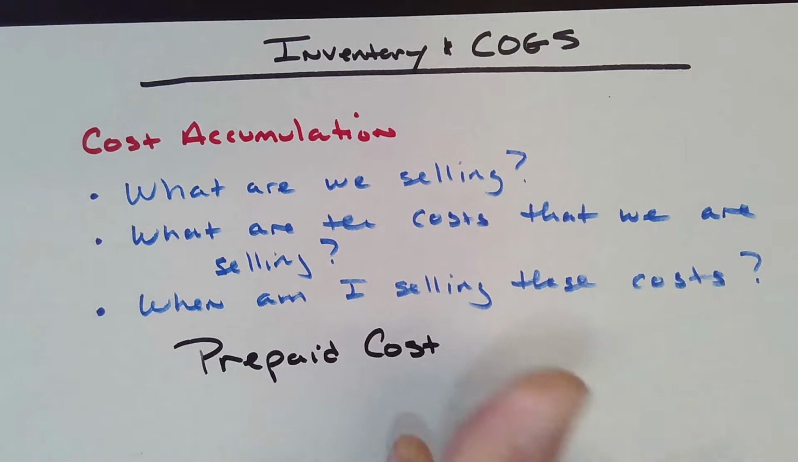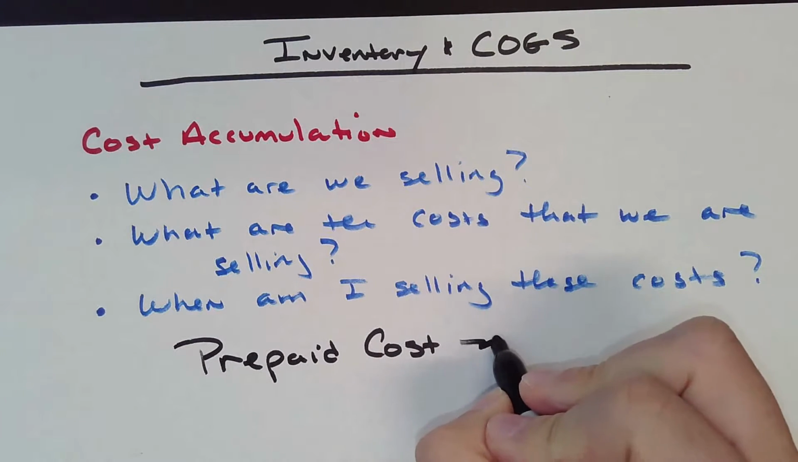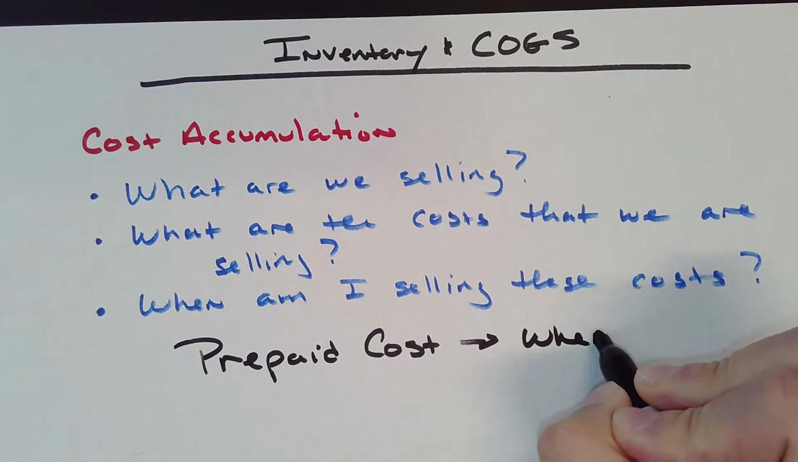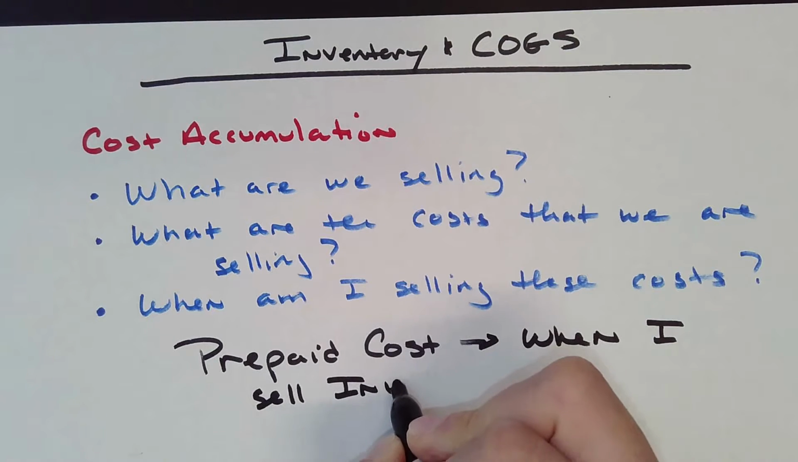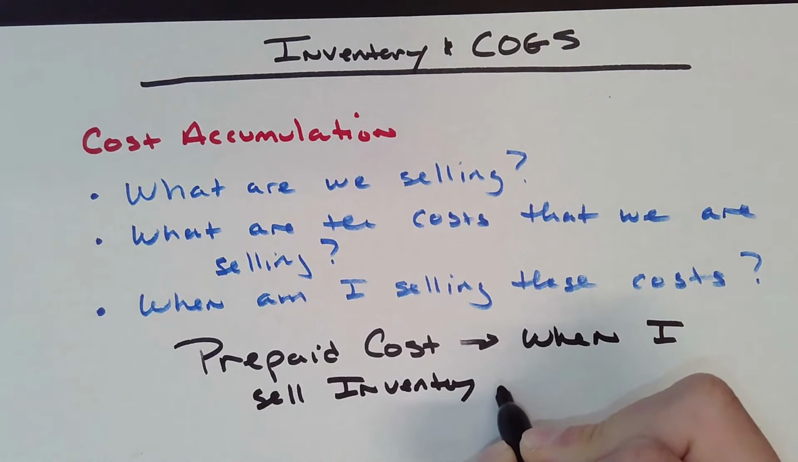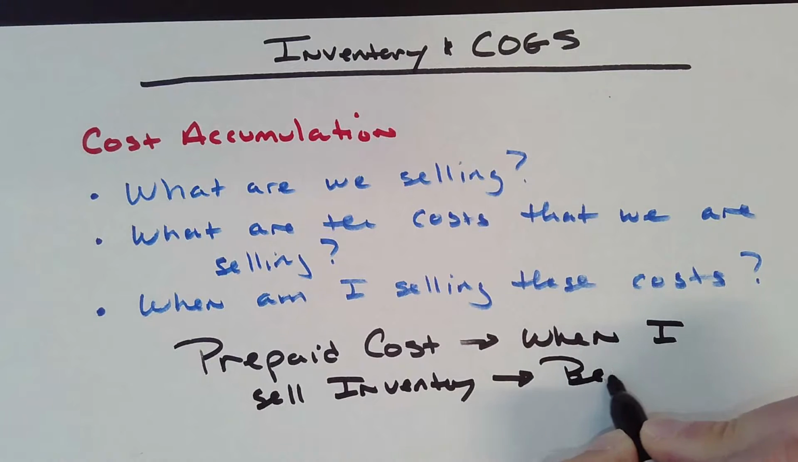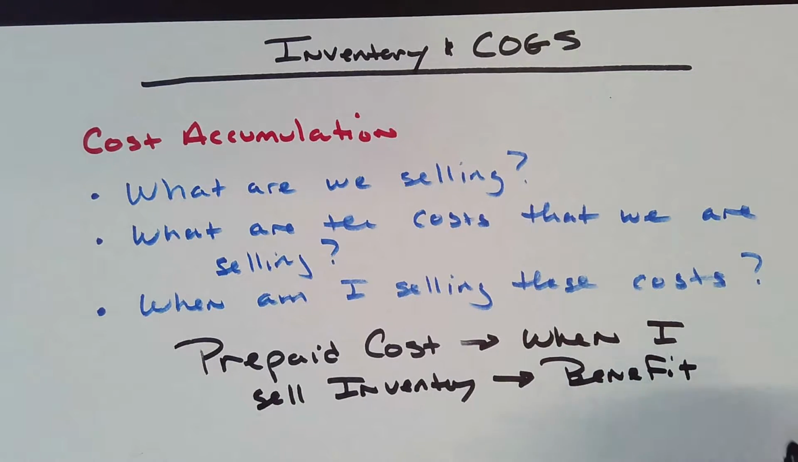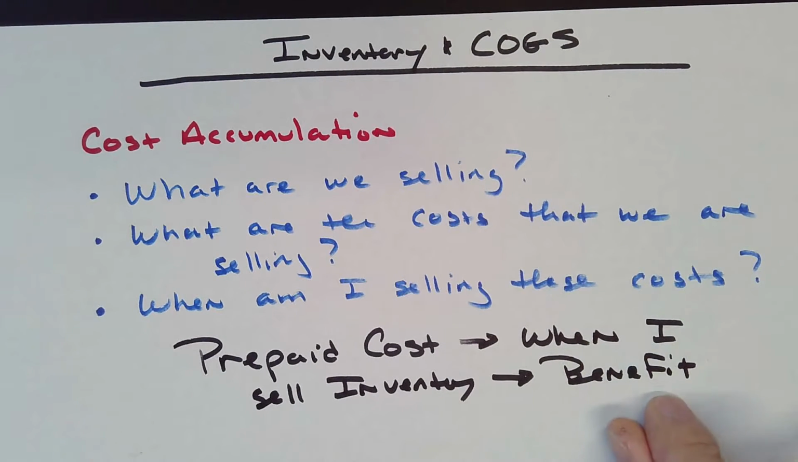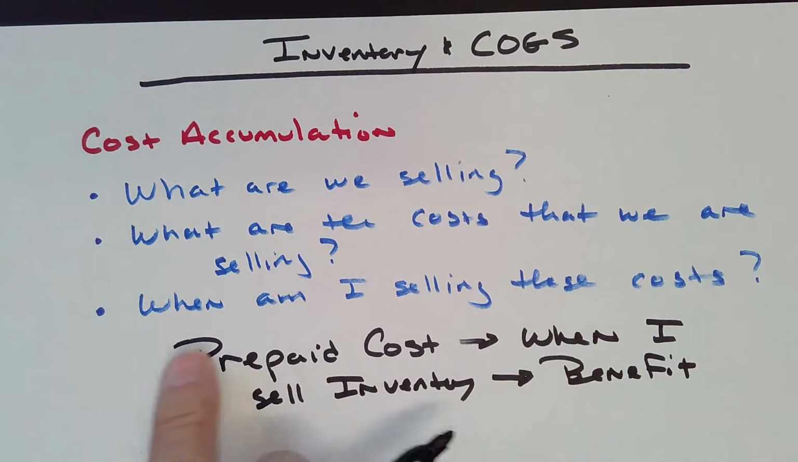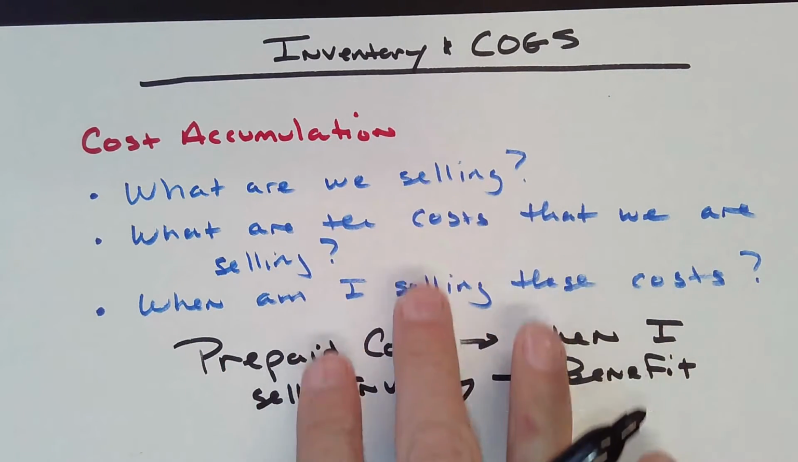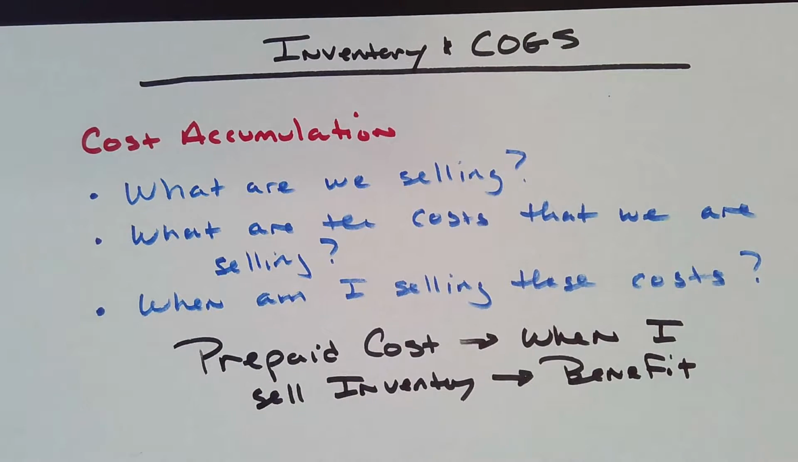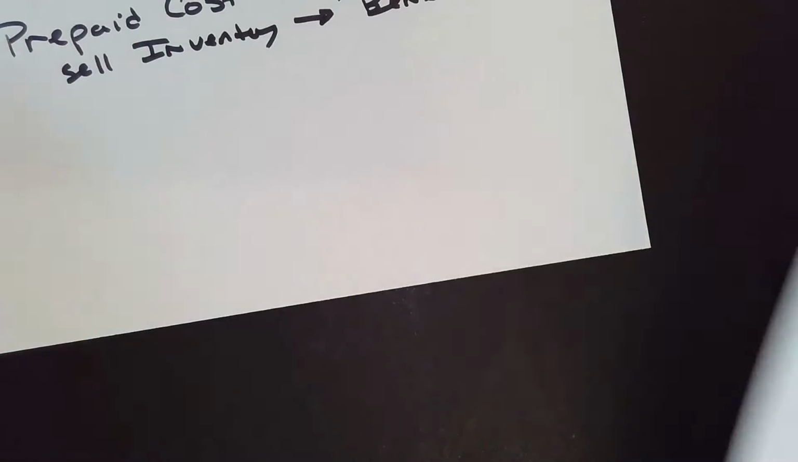And I'm going to get benefit for this prepaid cost when I sell the inventory. I receive a benefit, right? And that benefit should be the difference between what I sell it for versus what was the prepaid cost. So we've got to start thinking about, well, what are the costs that get accumulated into this prepaid? So let's see if we can get our hands around that.